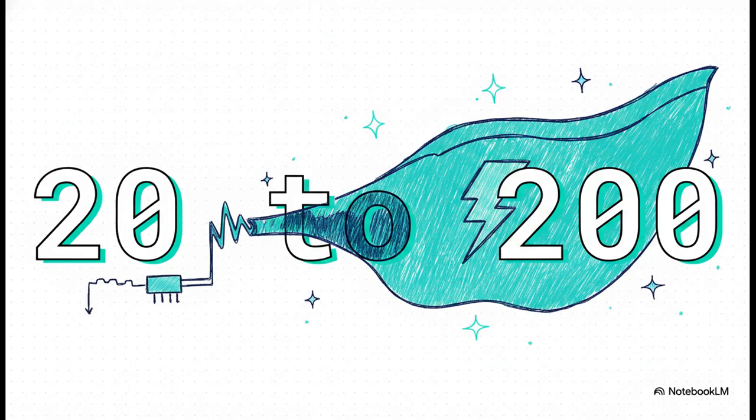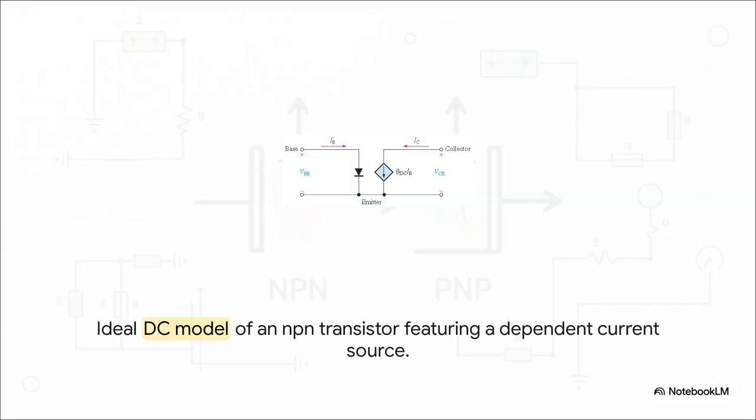Typical values for beta can range anywhere from less than 20 all the way up to 200, or honestly, even higher. This number is essentially the BJT's superpower. It means that a ridiculously tiny trickle of base current can be multiplied by up to 200 times to control a massive, powerful collector current. So how exactly do we model this superpower mathematically in a circuit?